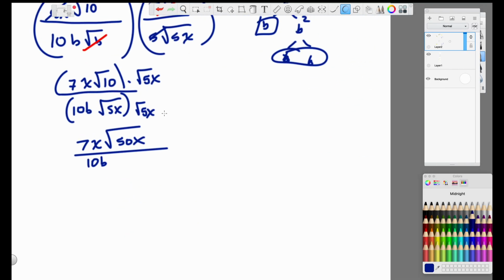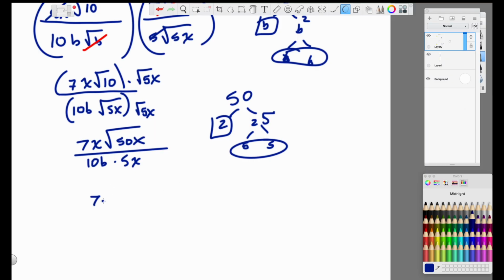Now, root 5x times root 5x is just 5x. Right? Radicals cancel. Okay, now 50 here is 2 and 25, and 25 is a perfect square. So that pair comes out and this 2 stays in. So 7, and then I have a 5 here. So I'll say 7 times 5 times x, root 2 stays in with the x. And then I still have, I'm just going to say 10b times 5x.